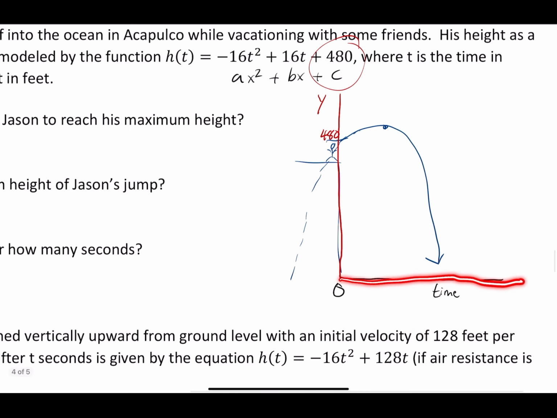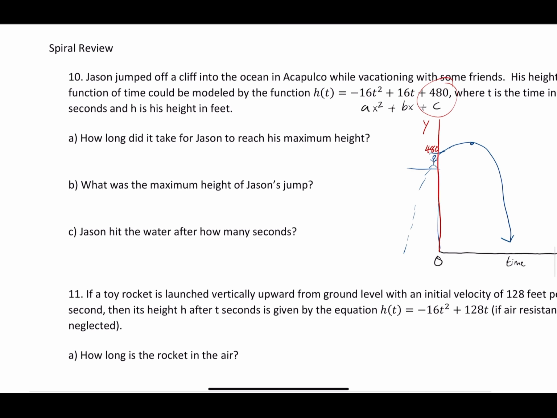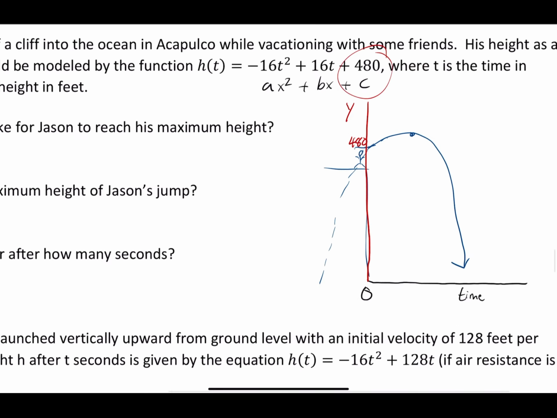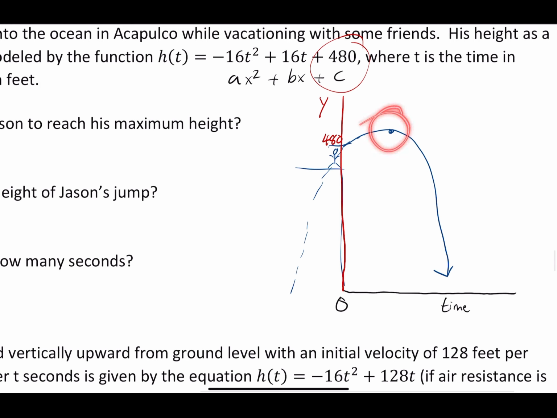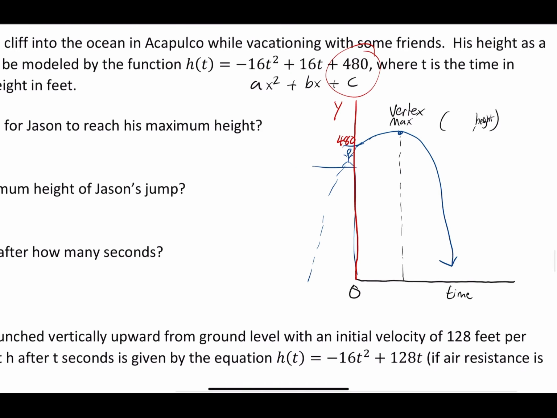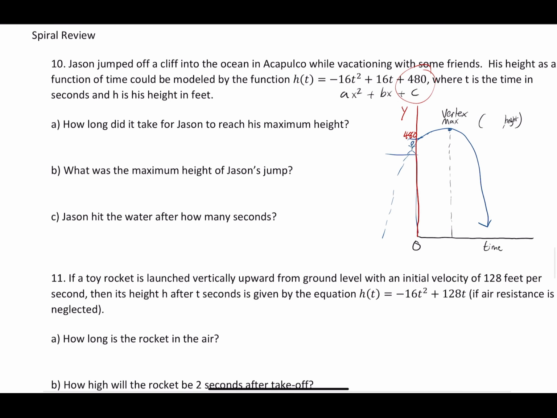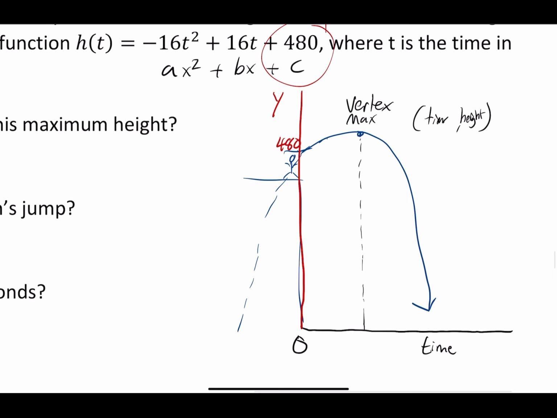This is the ocean. And how long did it take for Jason to reach his maximum height? His maximum height would happen at the vertex of the graph. And we need this coordinate. So the maximum would happen at the highest point of this graph, the highest height. What they're asking is when, how long. So we need the time, we need x. In other words, we need the axis of symmetry. We need to know at what time this graph is in the middle.